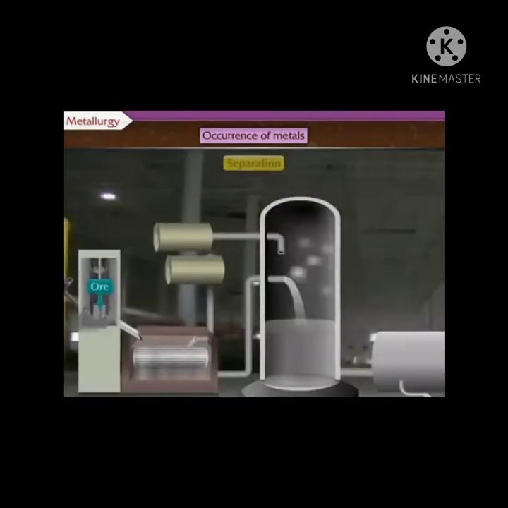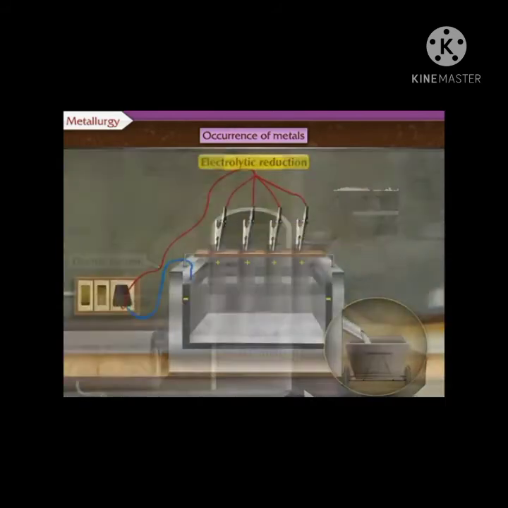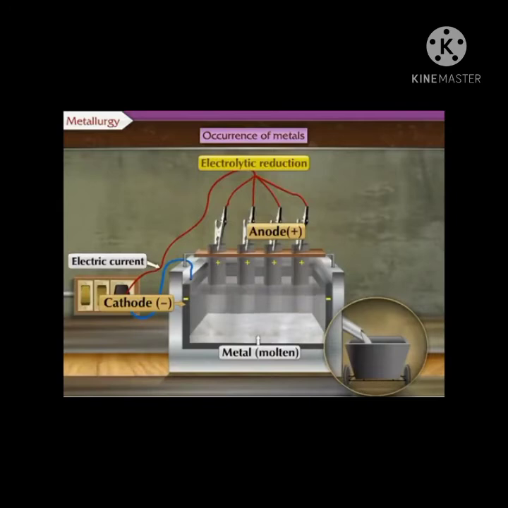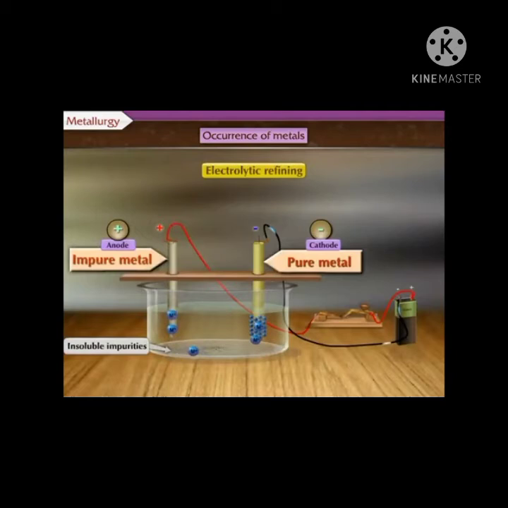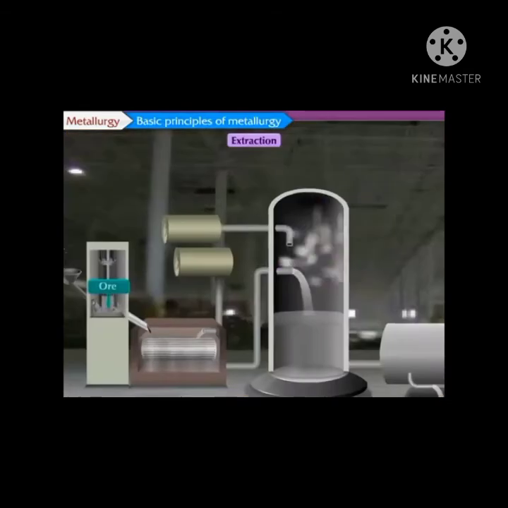When the gangue is separated from ore by various methods, the ores are then carried to the place where metals are produced. Here the metals are extracted in the pure form. The metals are further purified by using different methods of purification. All these processes are together called metallurgy. Basic principle of metallurgy. Let us understand the different stages of extraction of pure metal from the ore.